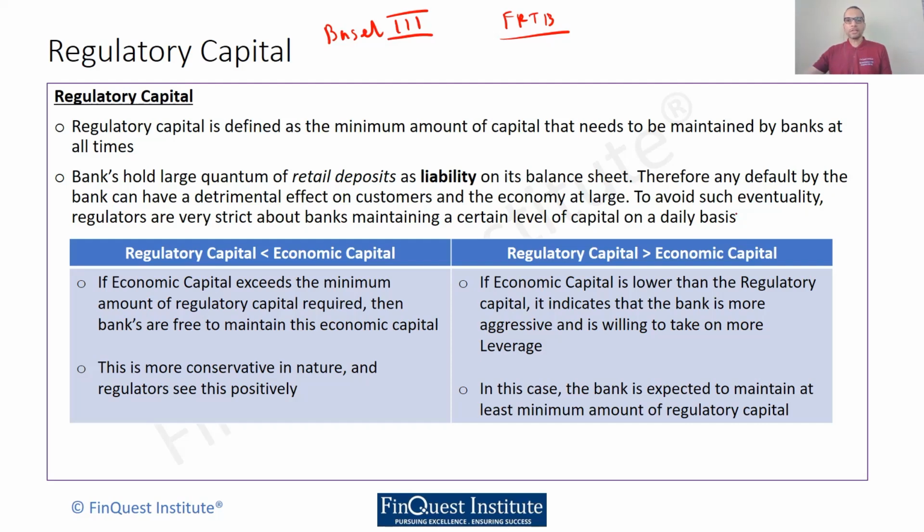To avoid such an eventuality, that is, to avoid the possibility that the bank is not going to honor its obligations, and that is something which can be detrimental to its customers, regulators are going to insist that the banks follow a very, very rigid and a very strict guideline when it comes to regulations. Now, there are no two ways about this.